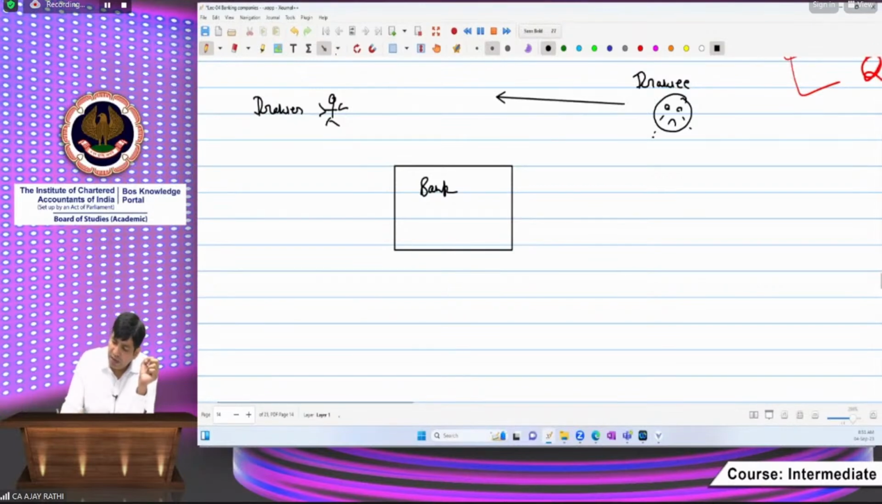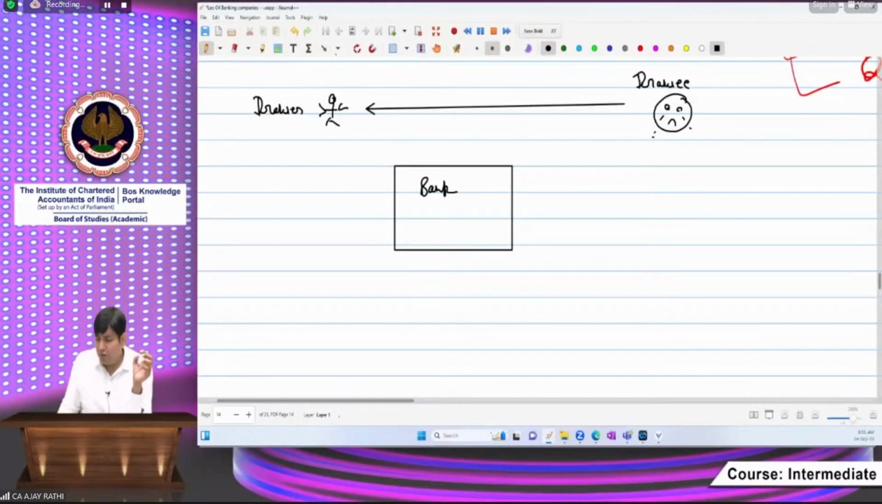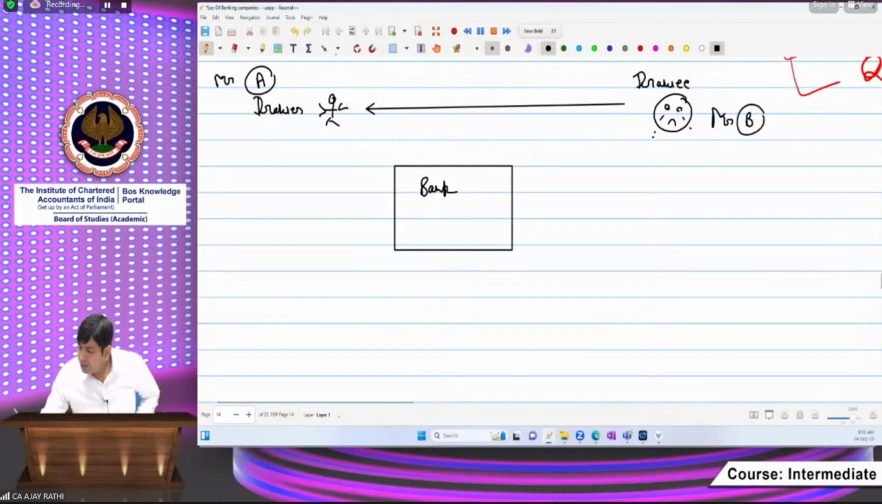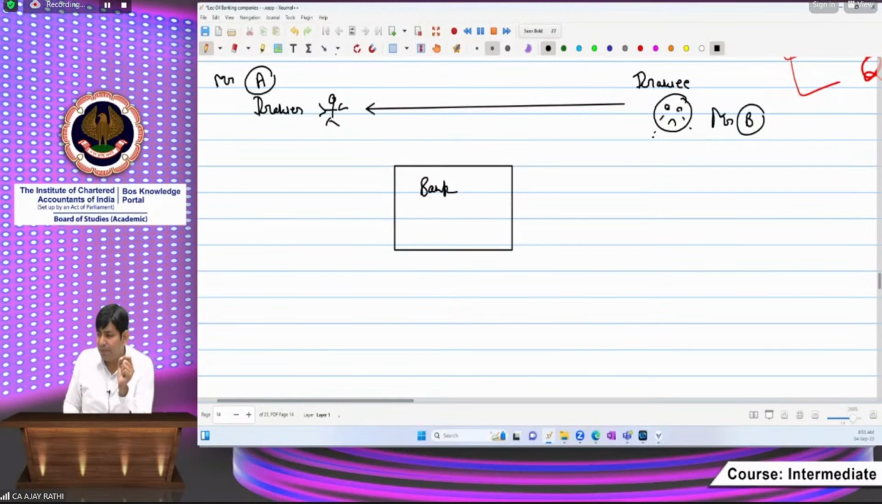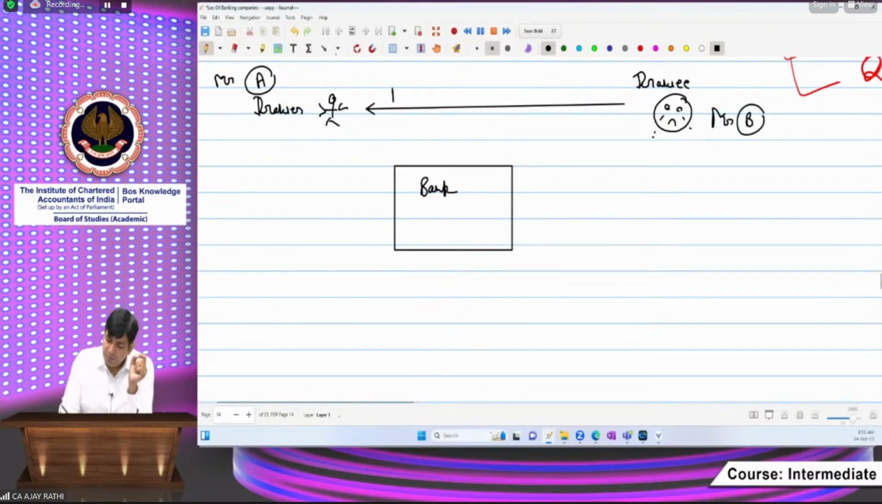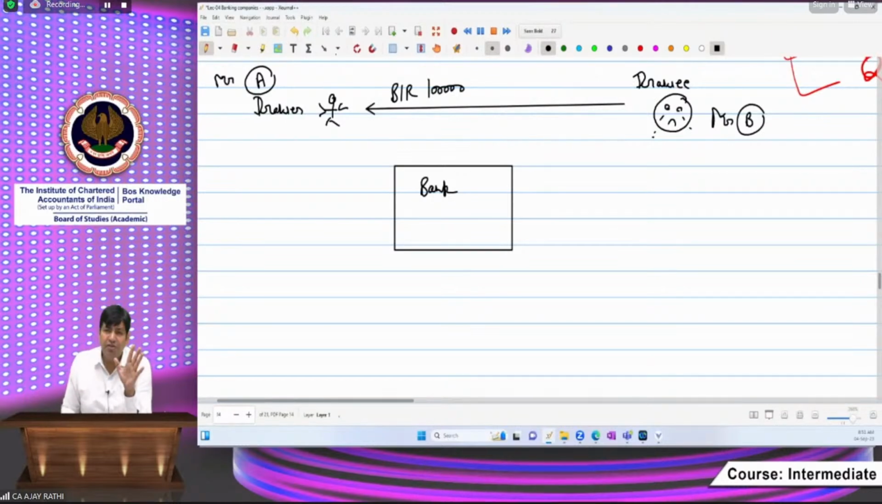Means, sir, the drawer has drawn a bill on the drawee. Let's give a name. Mr. A is there, who is the drawer, and Mr. B is there, and he is the drawee. Mr. A has taken acceptance from Mr. B for a bill of exchange of rupees 1 lakh. There may be two or three situations for Mr. A. Either he may wait and hold the bill till maturity. On the due date, Mr. A will go to Mr. B, the drawee, and directly collect his own bill.